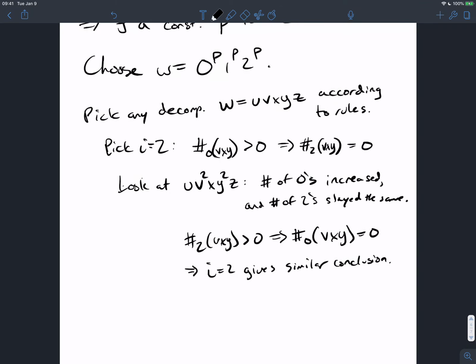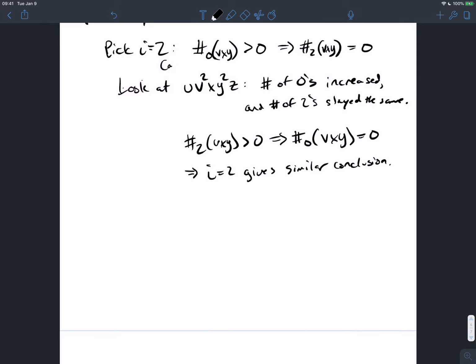But does this still handle all cases? What if VXY is entirely contained in the ones? That's certainly possible. Did that get handled in the other two cases? We need to handle that case as well. So let's actually label these. Case one, case two, and then this will be the last one, case three. The number of ones is, there's at least one in there. In fact, we can say more than that, but let's just worry about this. Then if I pump up to I equals two, what happens? That means I put more ones in the string, and I didn't put zeros or twos into the string. So did I just leave the language?